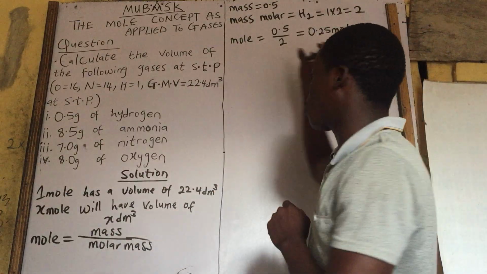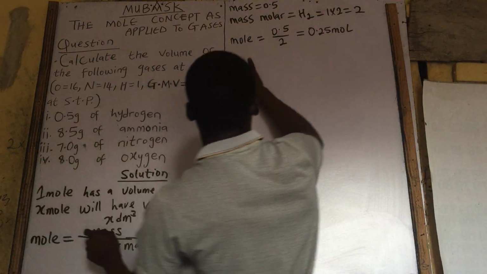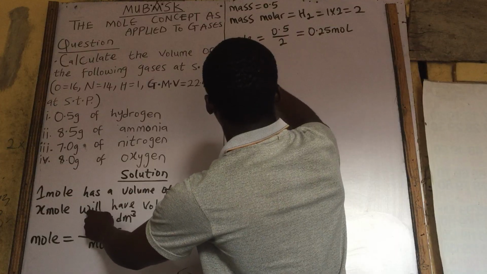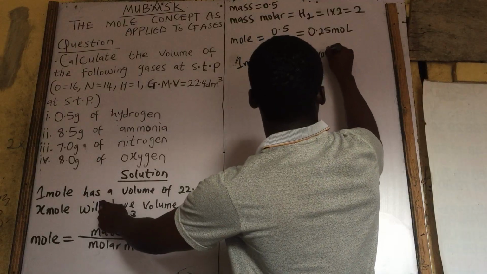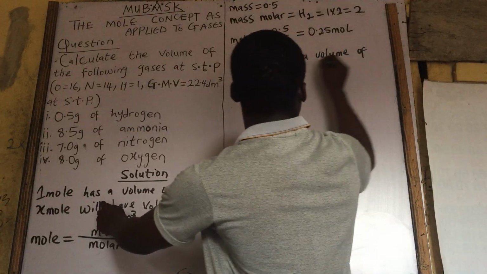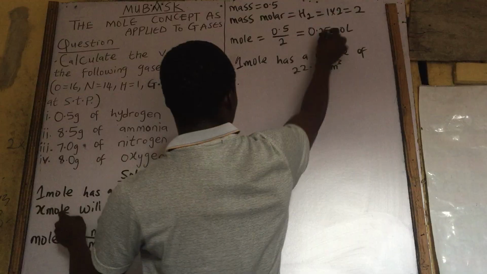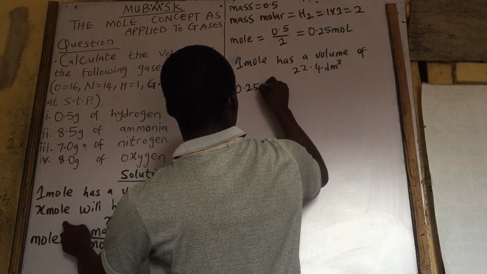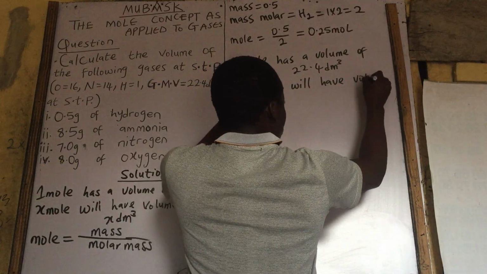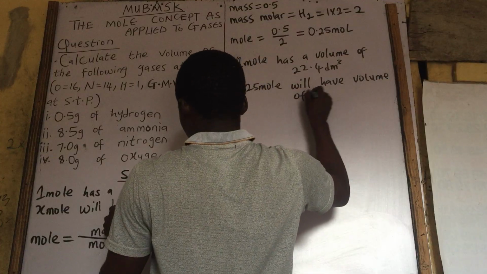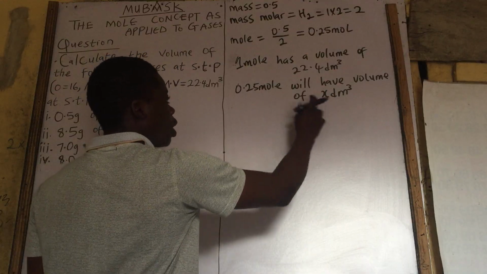Since we have gotten the value for the second mole, we can now substitute it into the statement. We say that 1 mole has a volume of 22.4 dm³, while X mole, which is 0.25 mole, will have volume of X dm³. We cannot determine our second volume from the statement alone.